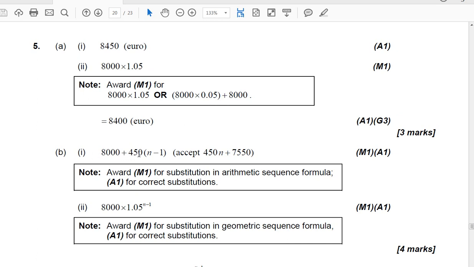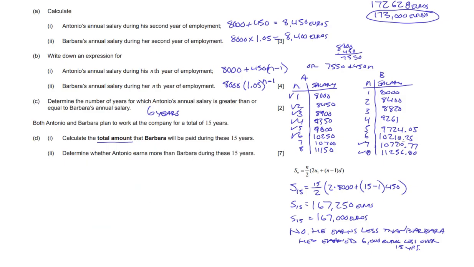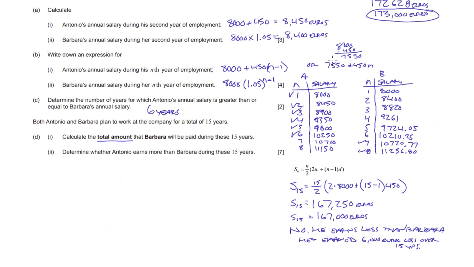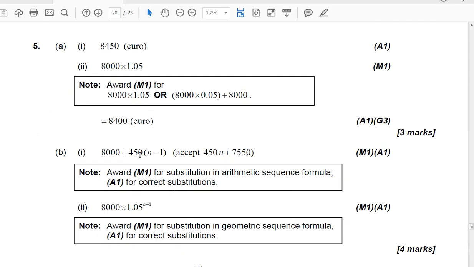Part B, 8,000 plus 450 times n minus 1. And there, look, there's our n minus 1. And here's the other option too, 450n plus 7550. I think that's what we had, wasn't it? Yeah, there it is, 7550 plus 450n. I really think our best bet is doing the n minus 1. You can always double check your formula by plugging in 1 for the first term, and if we're 450 too much, just subtract that and we're good. Okay, correct: award 1 point for substitution in the arithmetic sequence formula and 1 for correct substitutions.